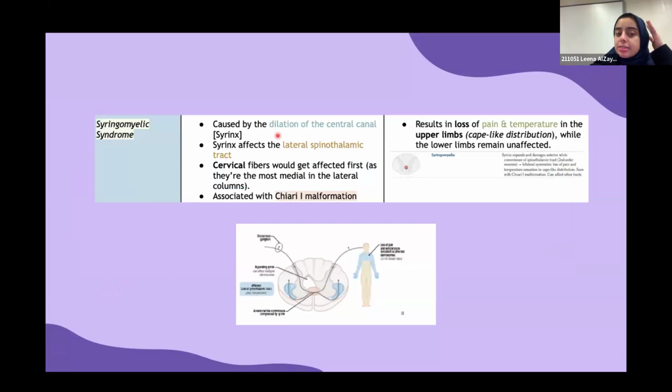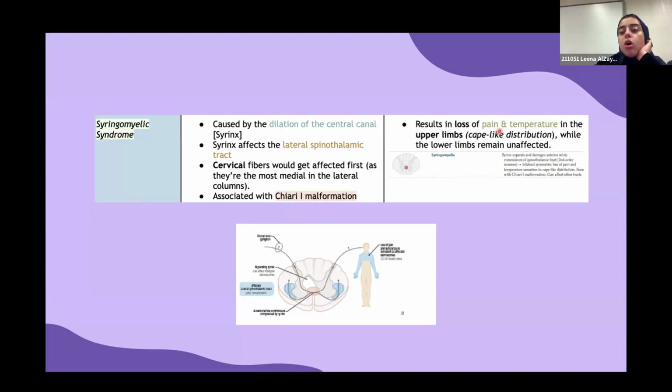So when you have excess CSF, the central canal is too big. And when the central canal is too big, the lateral spinothalamic tracts are the ones that are affected the most. And again, still, cervical fibers are affected most because they are the most medial. And laterally, things are spared from this disease. And it's associated a lot with Chiari-1 malformation. So it's associated with this disease.